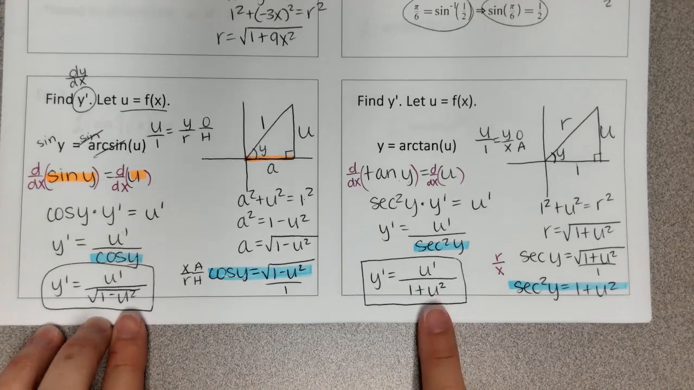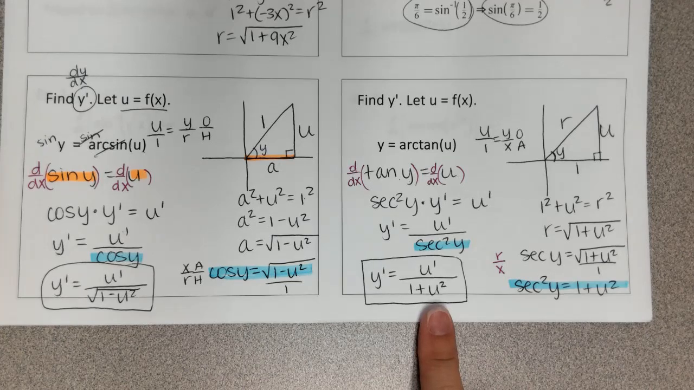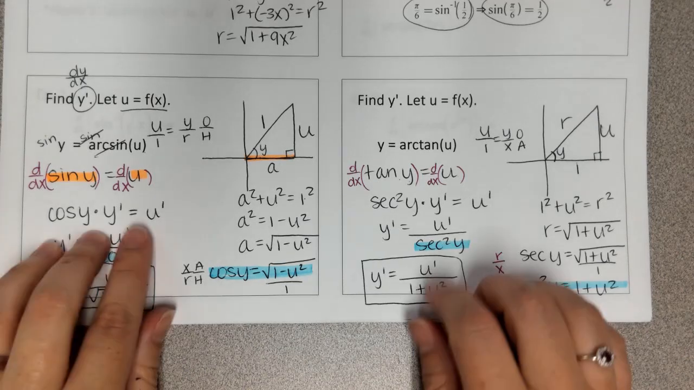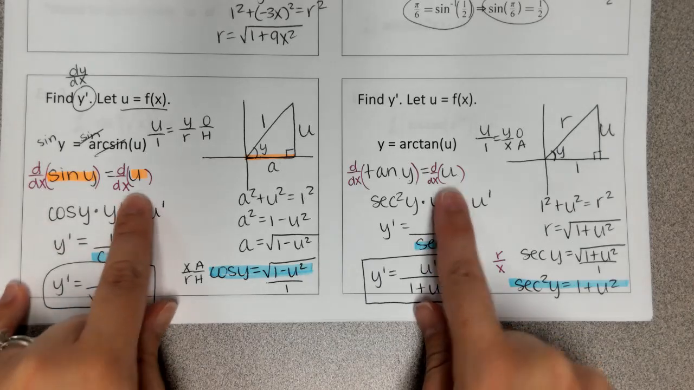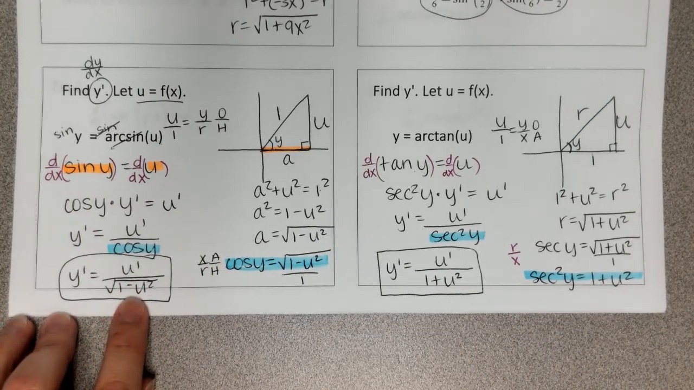What do these two derivatives have in common? They're both fractions, and they both have u prime in the numerator, right? Because on both of those, I'm just taking the derivative of u. Okay, so they both have u prime. So it's just the denominators that are different here.